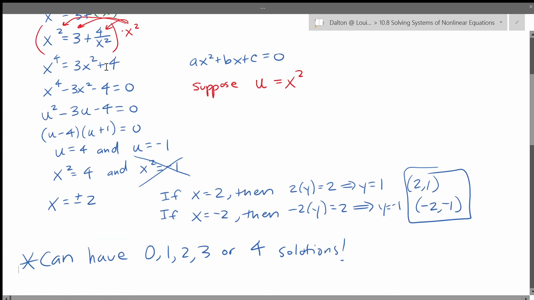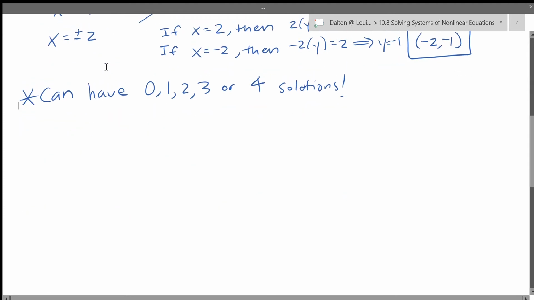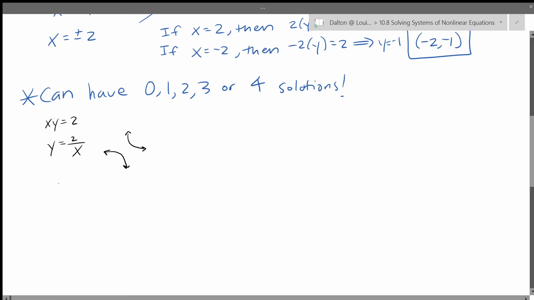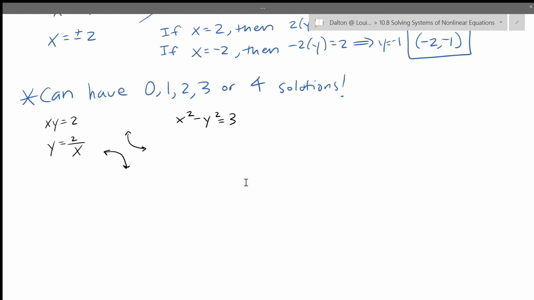What does the graph of xy equals 2 make? If I solve that for y, I get y equals 2 over x. That's a rational equation. Remember we did this a few months ago, where you have the curves in the first and the third quadrants like that? And then x squared equals 3 plus y squared. If I rearrange that and get everything to one side, then I get x squared minus y squared is equal to 3. Which conic section has one positive and one negative? Hyperbola.